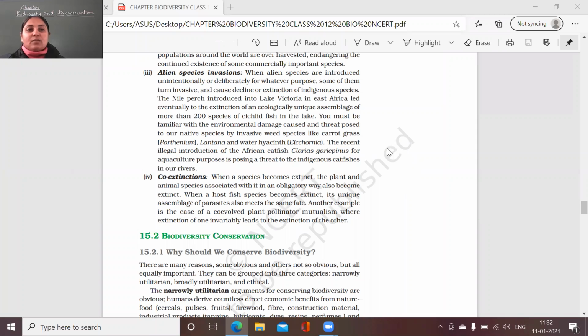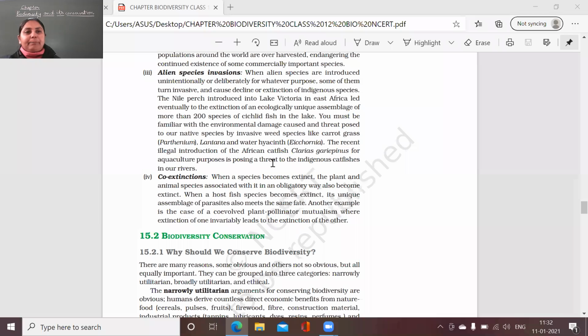In the same way, there are so many alien species that enter our native habitats, and these are known as invasive weed species, such as carrot grass, which we call Parthenium hysterophorus, lantana, and water hyacinth, which is known as Eichhornia crassipes. All of these are the invasive weed species or alien species.